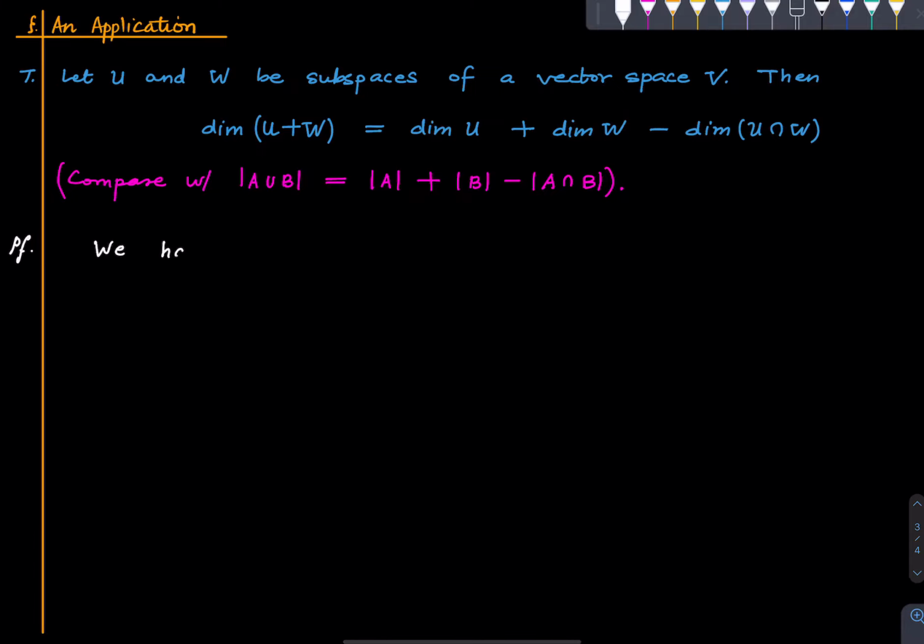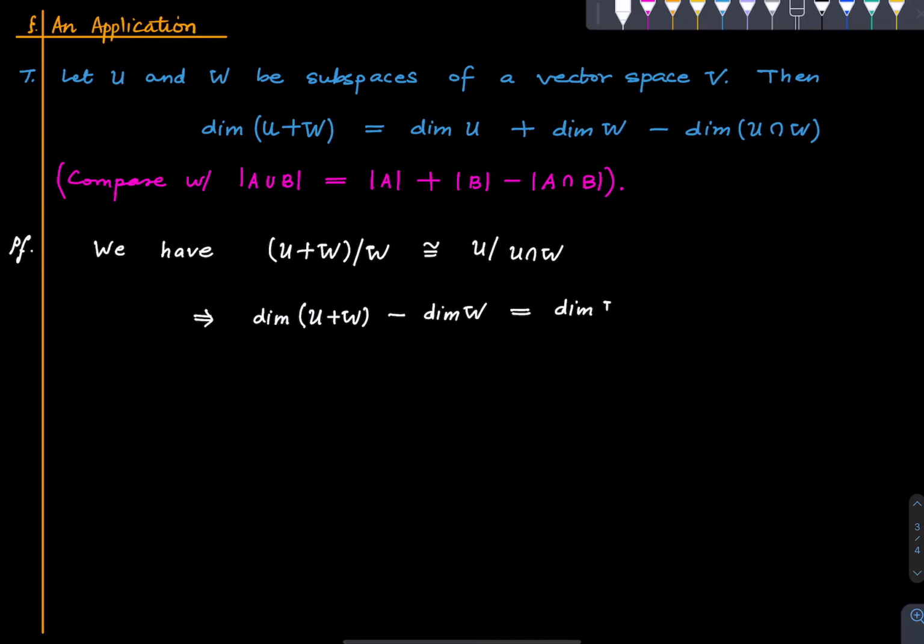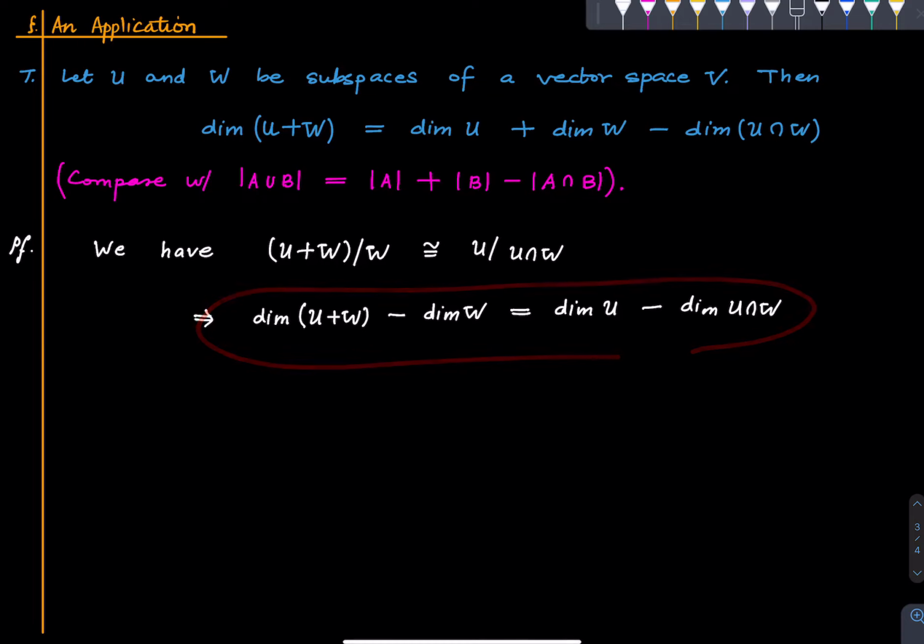The proof is we have U plus W modulo W is isomorphic to U modulo U intersection W, which implies the dimensions of the two spaces must be equal. The dimension of the left side is the difference of the dimensions of the participants. The dimension of the right side is likewise the difference of the dimensions of the participants. And if you rearrange this, if you just take this guy on the right side, you precisely get that, and that's it.